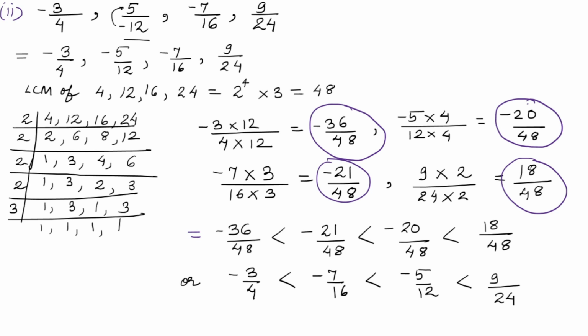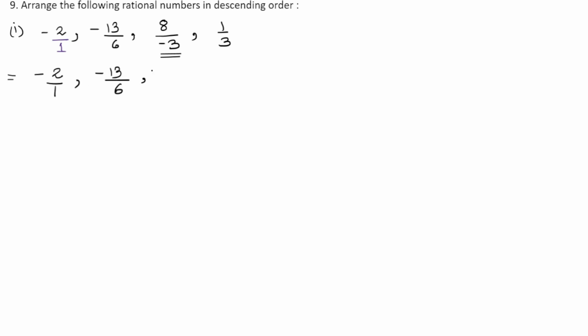We will go ahead with the next question, that is question number 9. Question number 9 is to arrange the rational numbers in the descending order. So from here, I will be doing the first two questions. Now this is your question number 1. Check all the denominators. I can write minus 2 as minus 2 by 1. Now if you see, this denominator has a minus sign in it. So I will just rewrite the entire question as minus 2 by 1, minus 13 by 6, and that minus sign goes to the numerator, so it becomes minus 8 by 3, and it is 1 by 3.